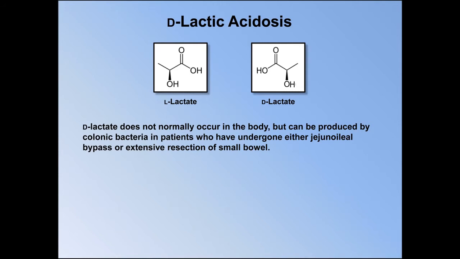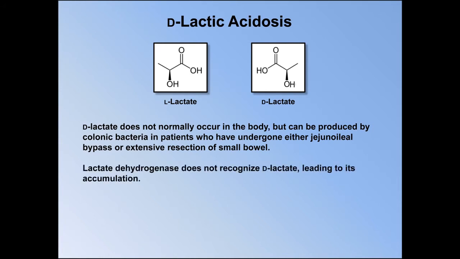In these patients, unusually high amounts of carbohydrates reach the colon, where the bacteria there metabolize it into D-lactate, which is then absorbed through the gut wall. Unfortunately, lactic dehydrogenase, normally responsible for catalyzing lactate's oxidation back into pyruvate within the liver, does not recognize D-lactate. Therefore, D-lactate accumulates as it is slowly eliminated via the kidneys or metabolized without the benefit of an enzyme catalyst.